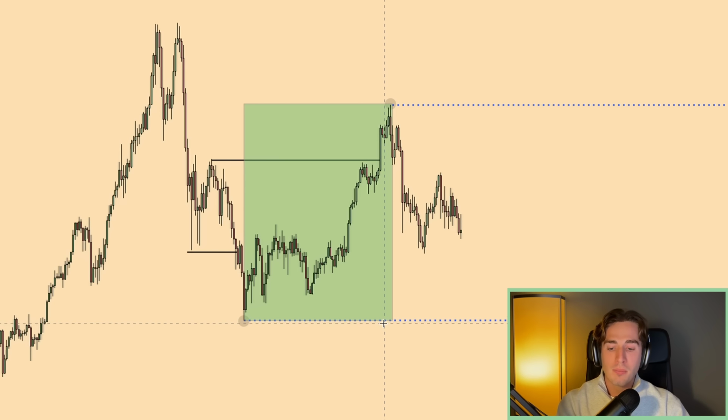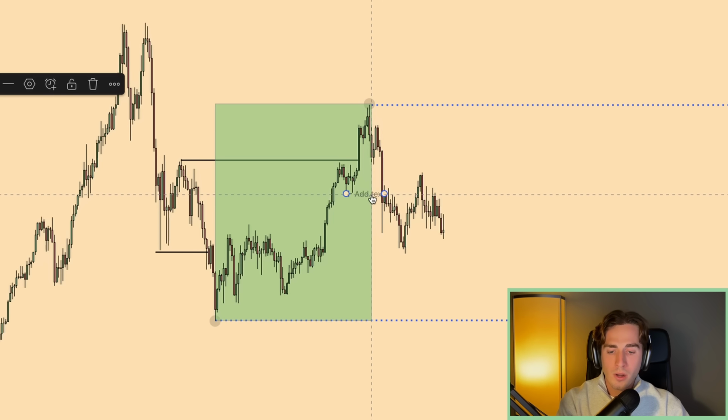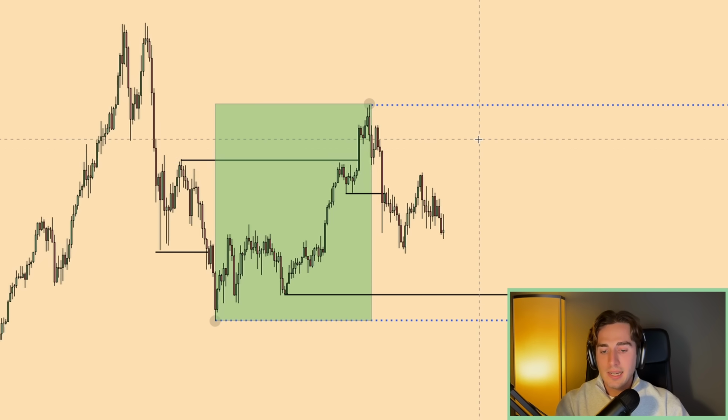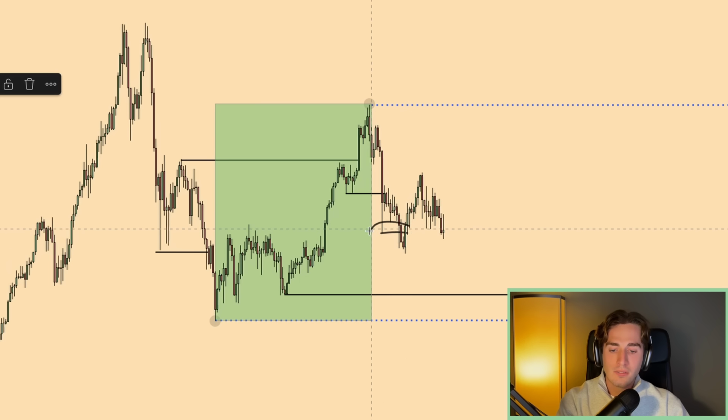And within that overall impulse, I want to identify my liquidity points. So what we have here is liquidity point number 1, and what we have down here is my liquidity point number 2. Now, once a liquidity point gets taken out, what we're going to be waiting for again is a market structure shift. So what we see here is that the market structure shifts again from bearish into bullish.